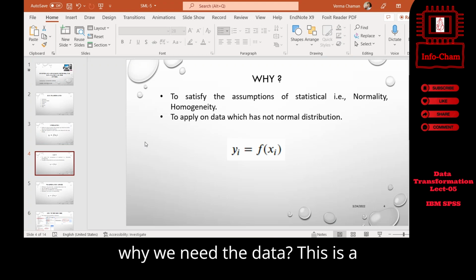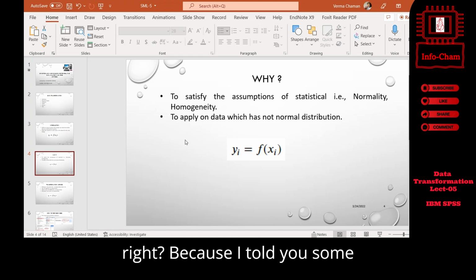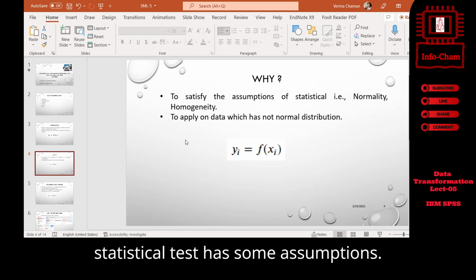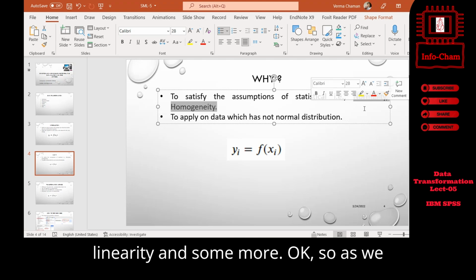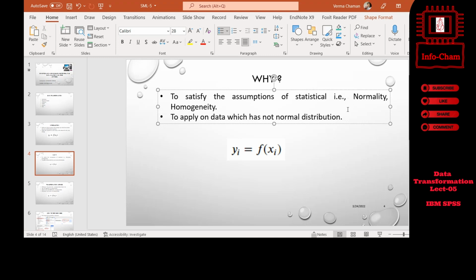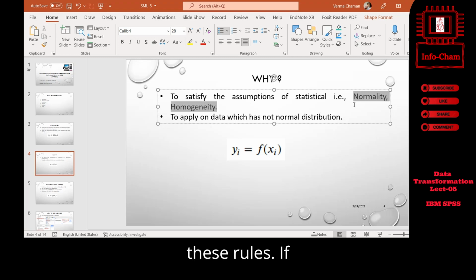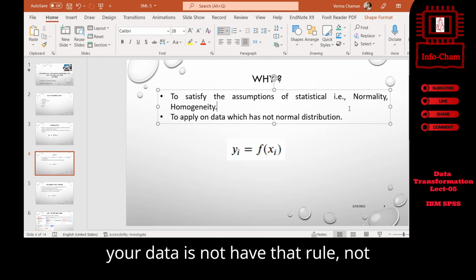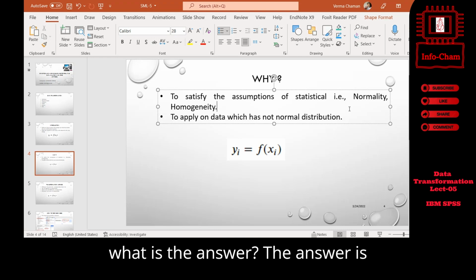Now you will say, sir, why do we need data transformation? This is a question. Because I told you some statistical tests have assumptions, like normality, homogeneity, and maybe linearity and some more. In a t-test, we have these rules. If your data does not conform to or fulfill that rule, in that case, what is the answer?